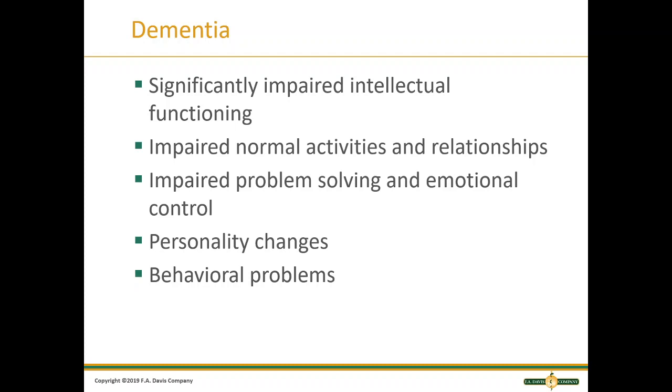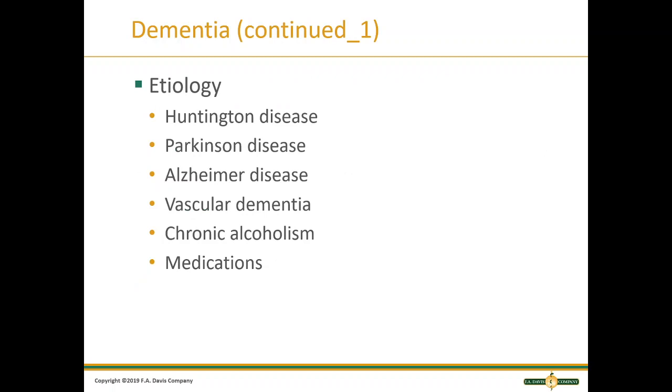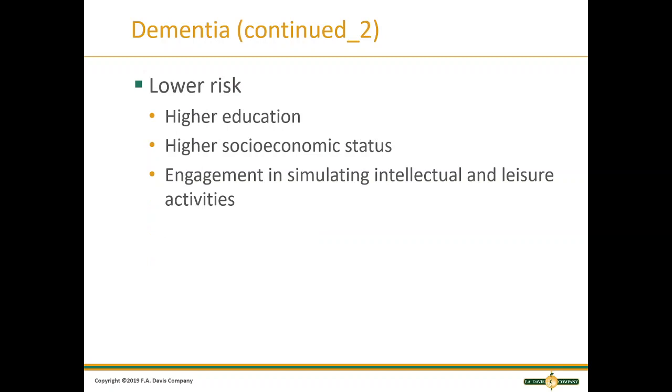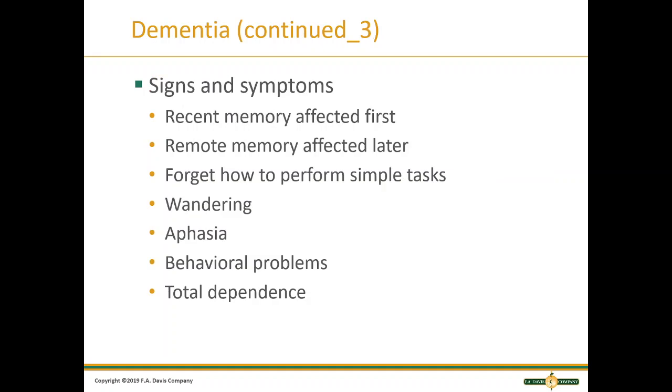Okay, and this is intellectual functioning impairment. It starts with maybe just some mild personality disorders, and then they can change into something more severe, such as Huntington's, Parkinson's, Alzheimer's, vascular dementia. It can be from chronic alcoholism and or medication. Okay, these are people that are at lower risk if they have higher education, higher socioeconomic status. Signs and symptoms: recent memory affected first. So I lost my keys, forget where I parked the car, those types of things. Where am I going? And then remote memory is affected later.